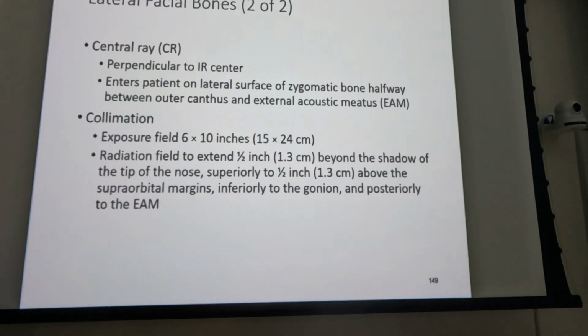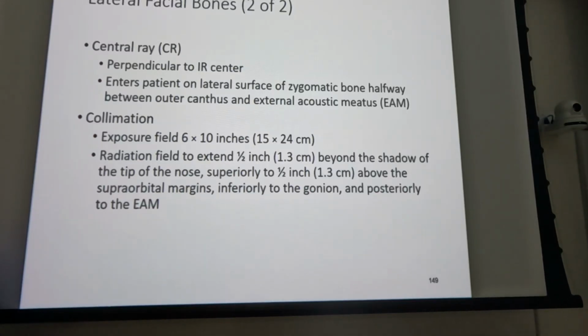I said that we were going to talk about lateral nasal bones, and the positioning for the lateral nasal bones is identical to this. The only difference is that with the lateral nasal bones, I mean, how thick is that? Why do you shoot things in a bucky?